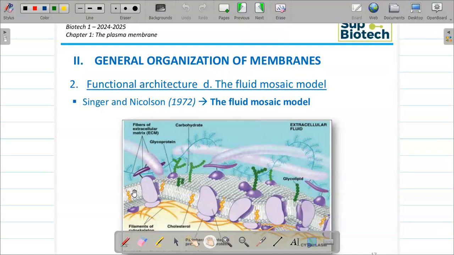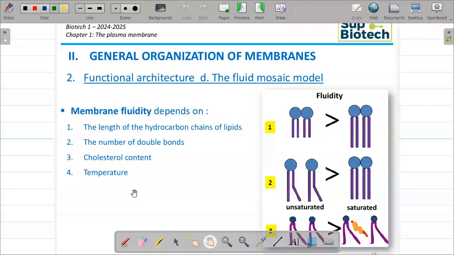Now, this is the fluid mosaic model of the plasma membrane, and the name of the scientists is Singer and Nicholson. You could have learned this in your grade 11. If not, it's also fine. I believe we're going to see it in depth. So what I discussed is the fluid mosaic model of the plasma membrane.